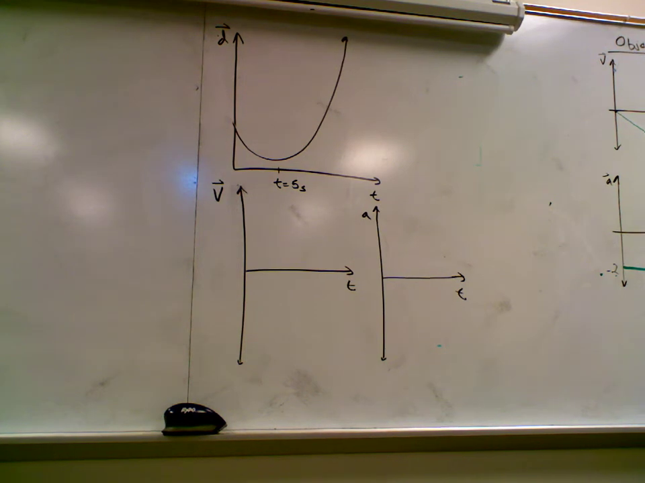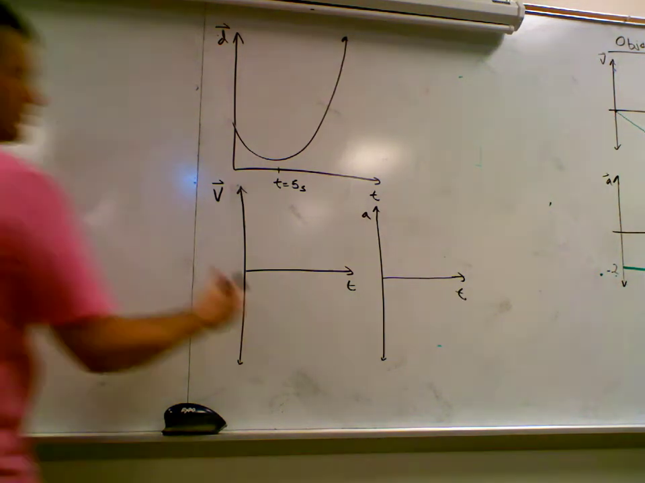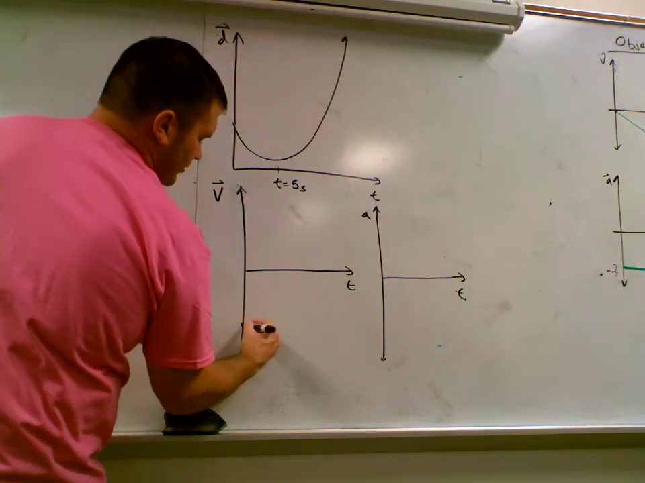Now, making my velocity versus time graph. Initially, what direction is the velocity in? Negative. So where should we start? Above the t-axis or below? Below. So we should start down here somewhere.